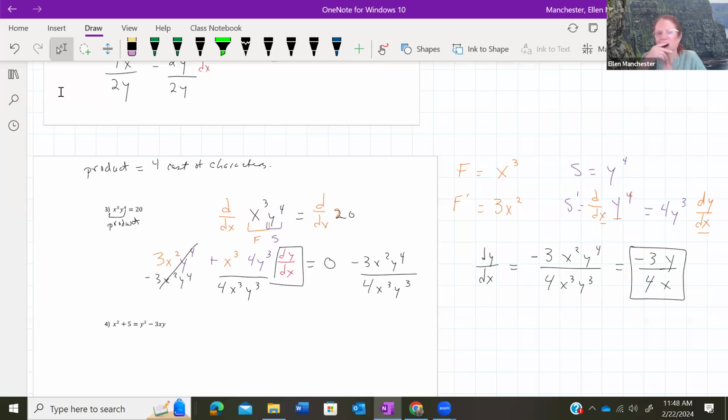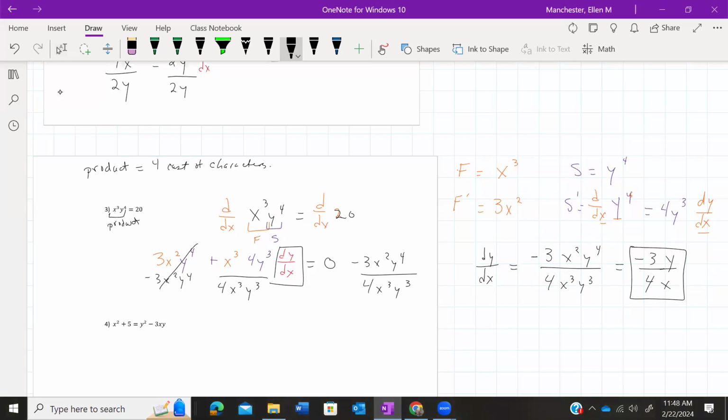Okay. Yeah, go ahead, Javier. Miss, I get lost on the -3x squared, y to the 4th, and then all of that. Okay, so let's see, you mean like why did I subtract it? Yeah, where the fraction comes from.